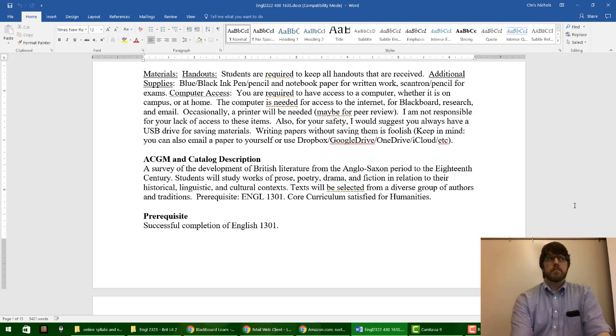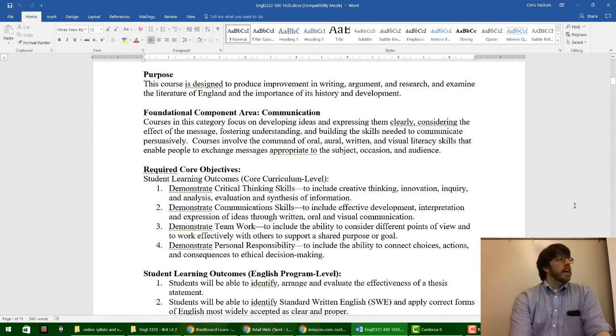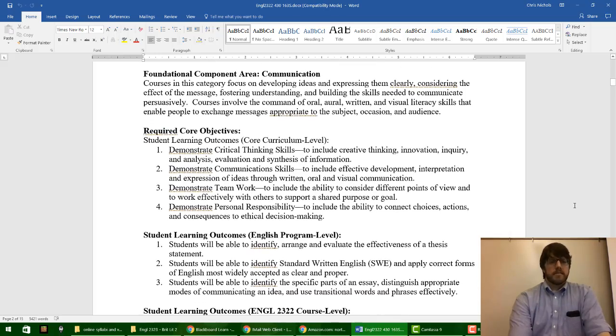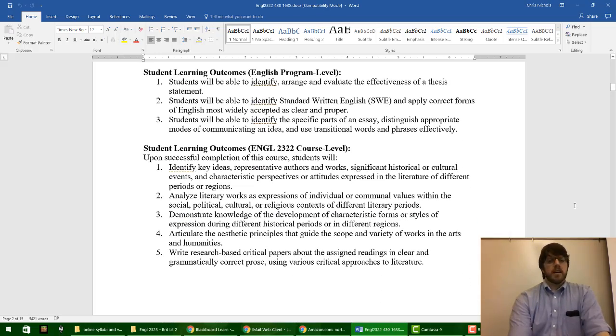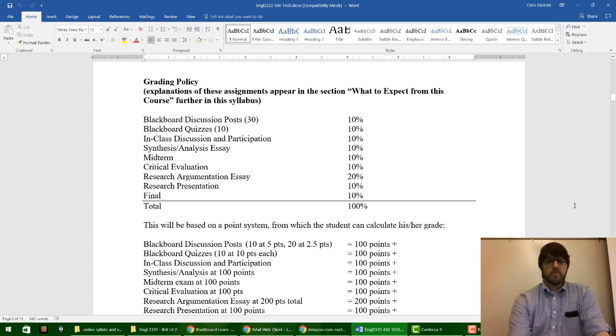Those of you who are in high school right now, you need a British literature requirement for your senior English, and so this can satisfy that. By being British literature, it covers the same stuff that's covered in the high school curriculum. Prerequisite, strangely enough, you only have to have completed 1301. Then we have the purpose, foundational component areas, required core objectives, learning outcomes. I'll just skip that page because y'all can read that if you'd like to.